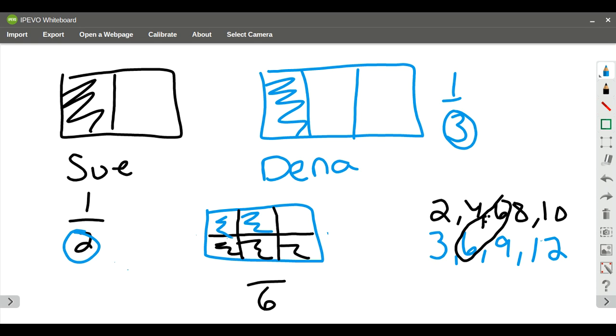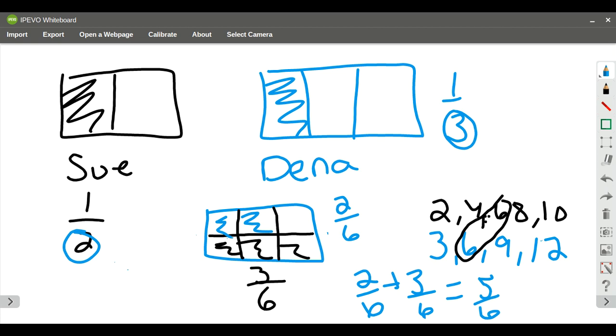And so what we're left with is Sue ends up getting 3/6 of cornbread, whereas Dina gets 2/6 of cornbread. And so the total amount of cornbread that was eaten in the pan was 5/6, which means that I have 1/6 left over that was not eaten in that pan of cornbread.